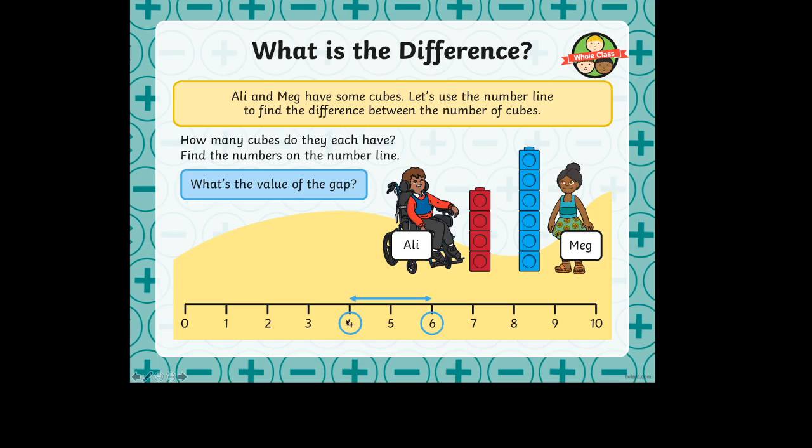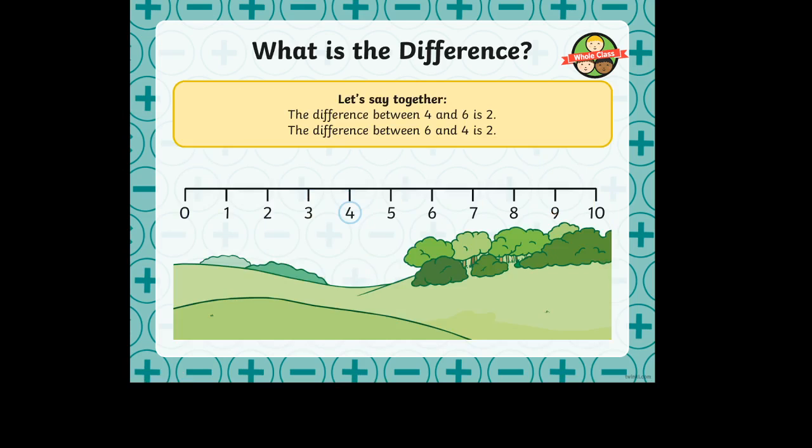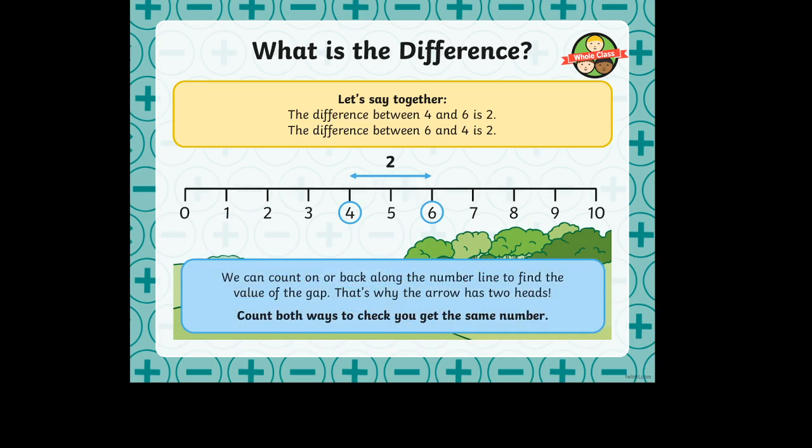4, how many do we have to count on to get to 6? 1, 2. So the difference is 2. Does it matter if you count backwards or forwards? So here we've got 4 and 6. The difference between 4 and 6 is 1, 2. The difference between 6 and 4 is 1, 2. So it doesn't matter whether you're counting backwards or counting forwards, the answer is still the same.